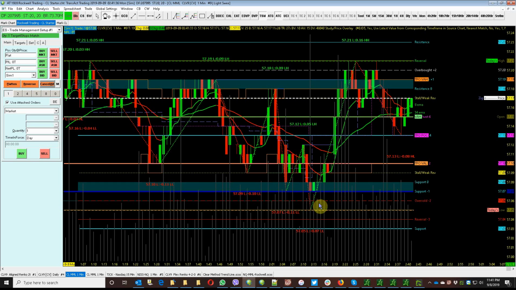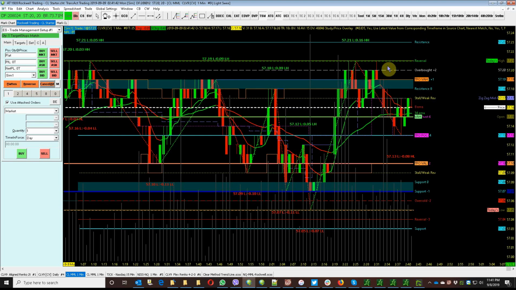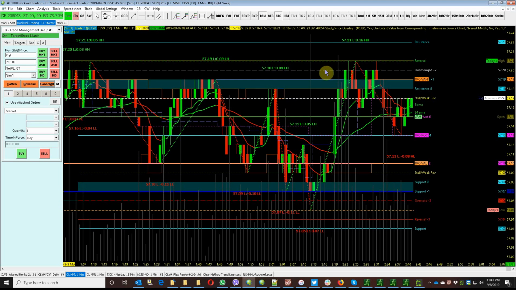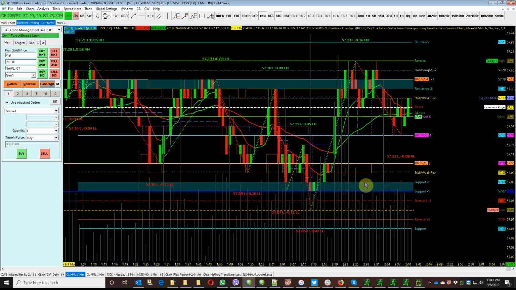What's your risk? 2 ticks, 3 ticks? Your reward is way up here, or even way up here. If you see this bouncing off reversal, you want to put your fill at overbought, which is 57.20. So you're looking at 57.08 to 57.20. I mean, that's what, 100 bucks? That's 100 bucks per move right there on one contract. There's a reversal.